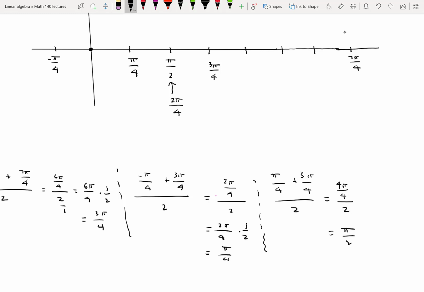We have 1 pi over 4, 2 pi over 4, 3 pi over 4. So the next one should be 4 pi over 4. I'll write it here. 4 pi over 4. Then the next one should be 5 pi over 4. Then the next one should be 6 pi over 4. I'm putting those below because they can be reduced. And the last one should be 7 pi over 4.